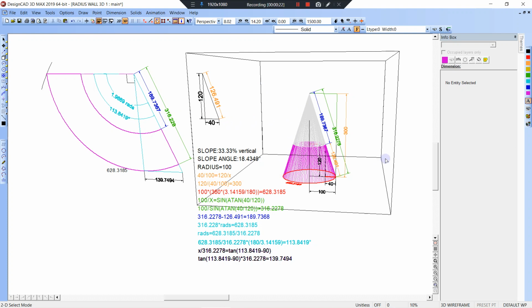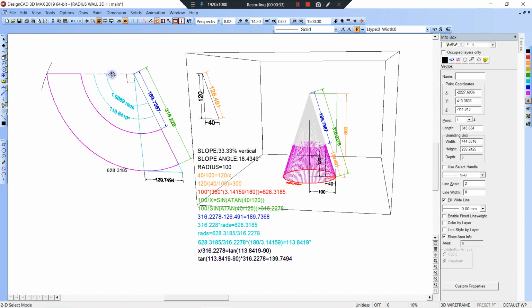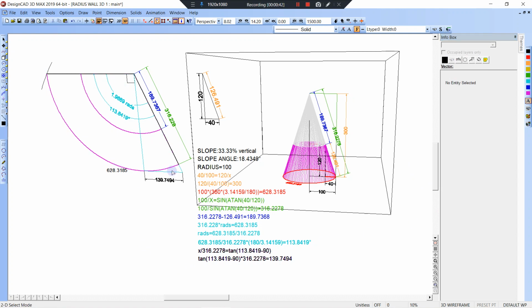So this great cone here would be the whole portion right here. This large section of the cone, or this pie shape, would be the actual whole cone. It would wrap around like a hat. But what we're looking for is a sloped radius wall. So that's the principle you need to understand. That would wrap around the whole thing.